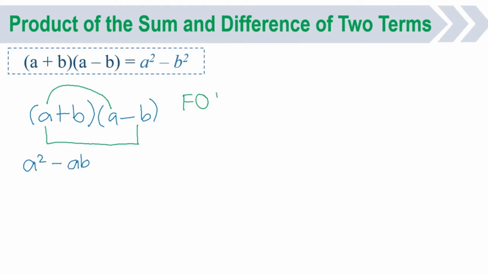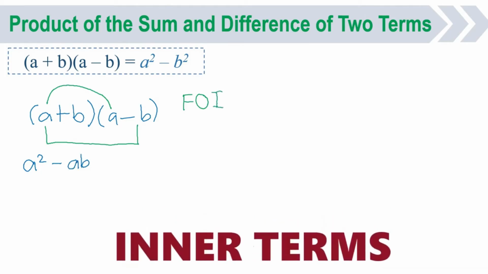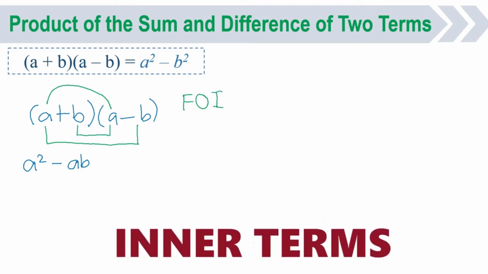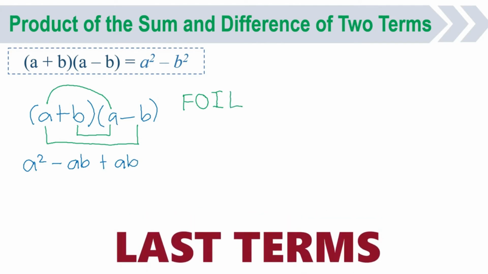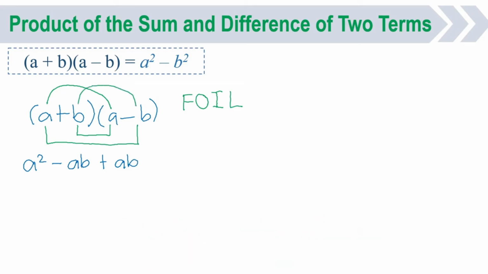Then next is the inner terms. Our inner terms are b and a. So b times a will just give you positive ab. And for L, which means last terms, you just have to multiply b and negative b. B times negative b, you will have negative b squared.